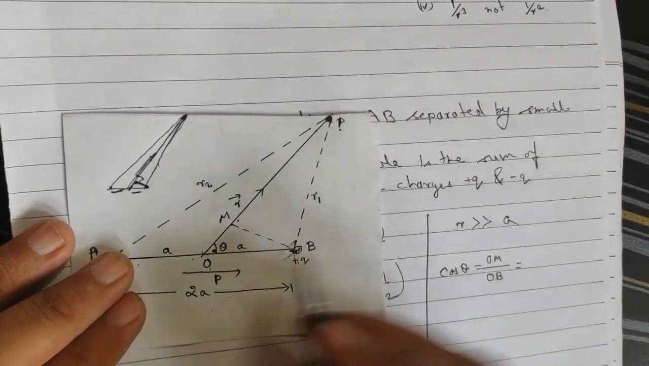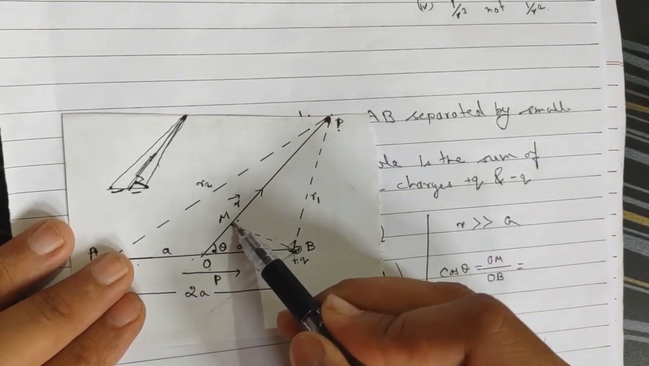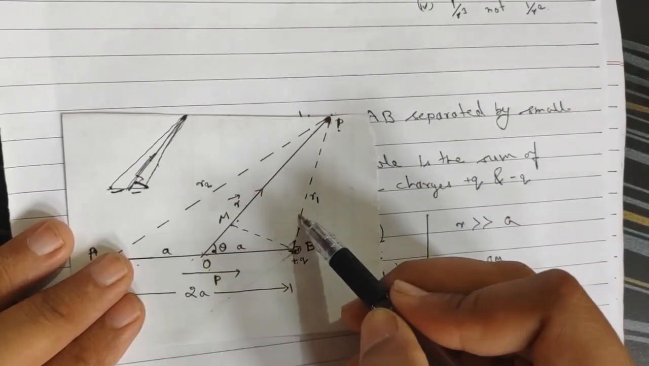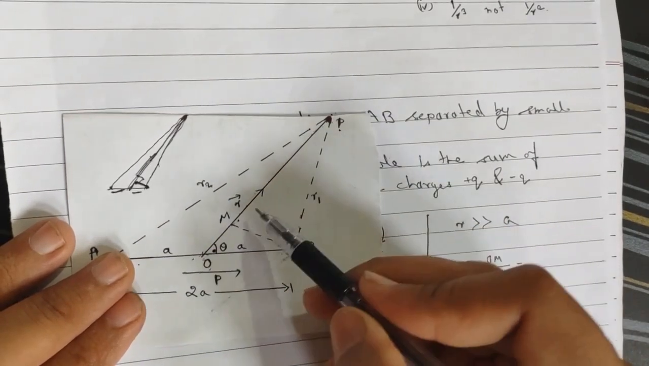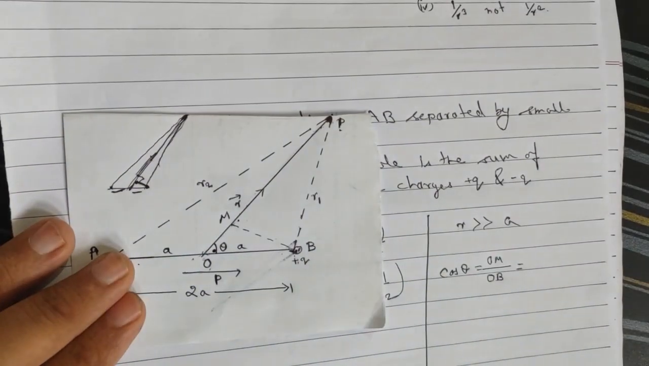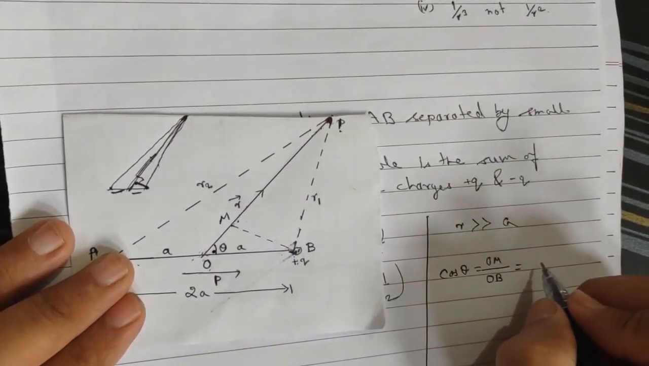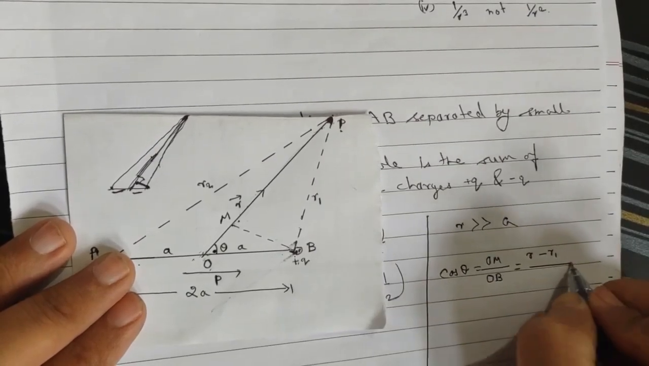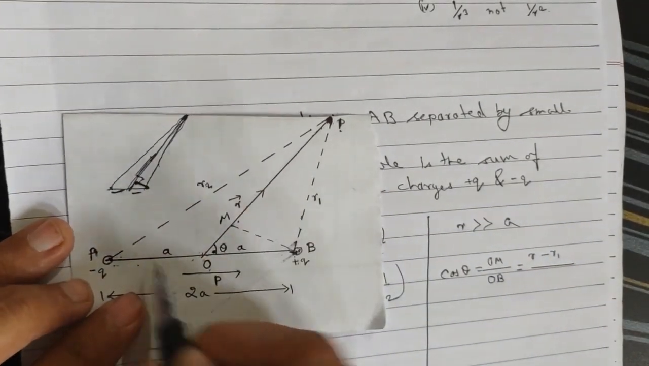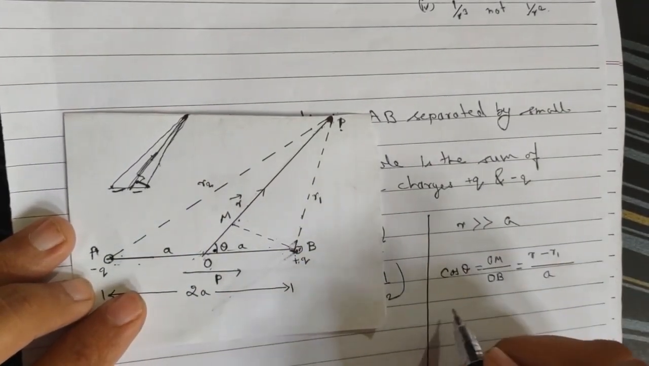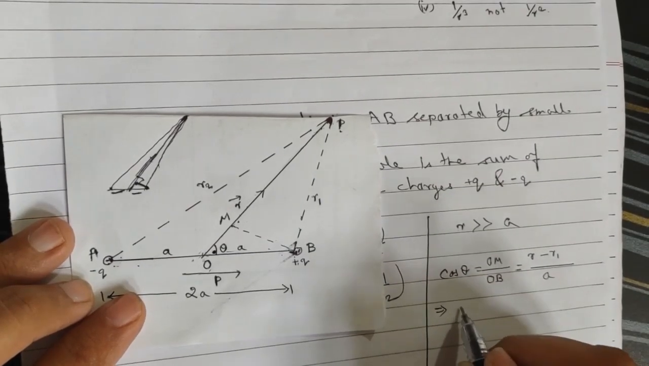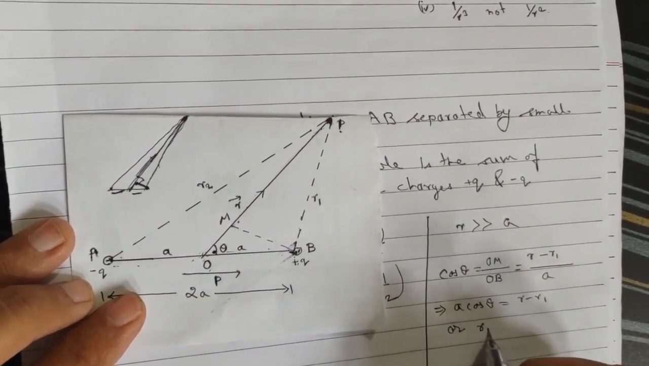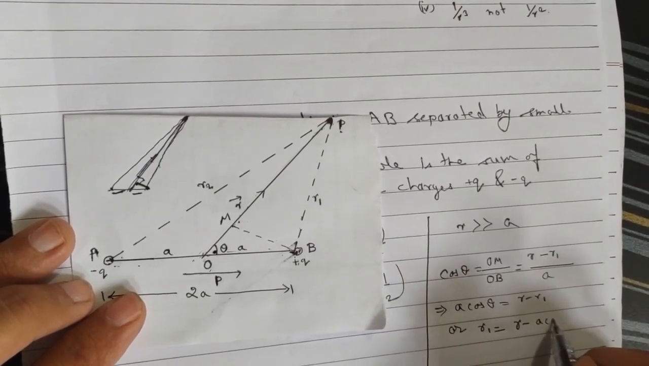If you see this difference, for the long distance, if this is at a very large distance, this will be almost the same. So this will be this complete r minus r1 we can write for this one. For this OM, we can write r minus r1. Now this OB is A, so this is A. That will imply A cos theta is equal to r minus r1, or r1 is equal to r minus A cos theta.